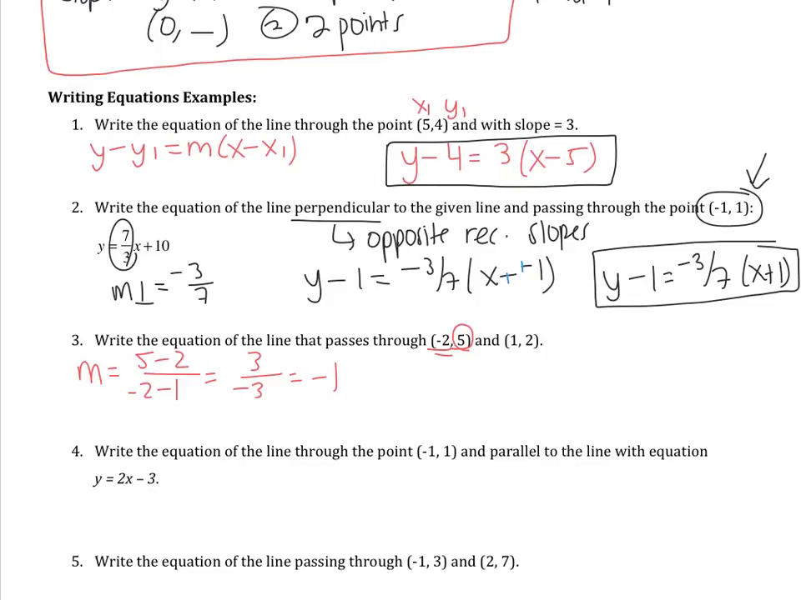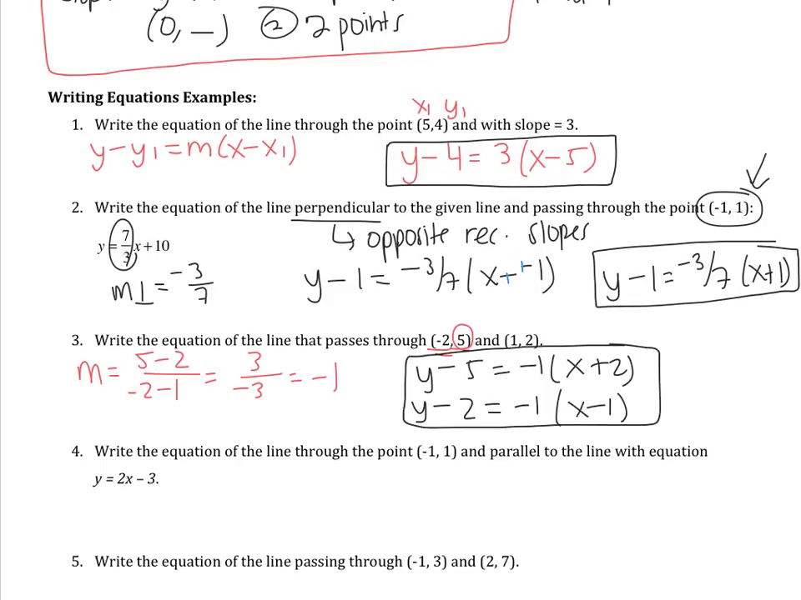Now, to use point-slope form, I need 1 point. In this case, I was given 2. I just pick whichever one I want to use. So using the first point, let's say, I get y minus 5 equals negative 1 times (x minus negative 2), which becomes x plus 2. That's if I use the first point, that is. Now if I use the second point, (1, 2), I get y minus 2 equals, my slope is still negative 1, times (x minus 1). Both of these are correct answers. Although they look different, they are two equations for the same line.